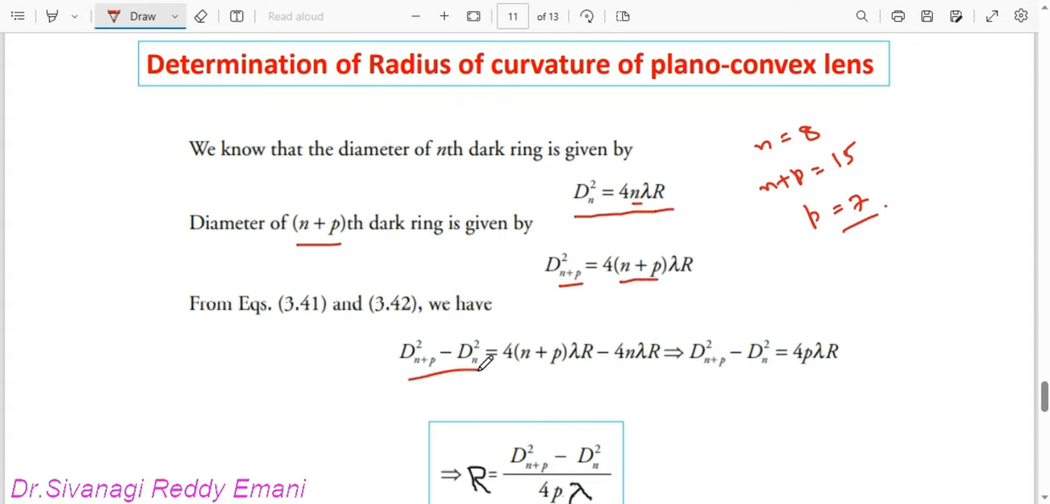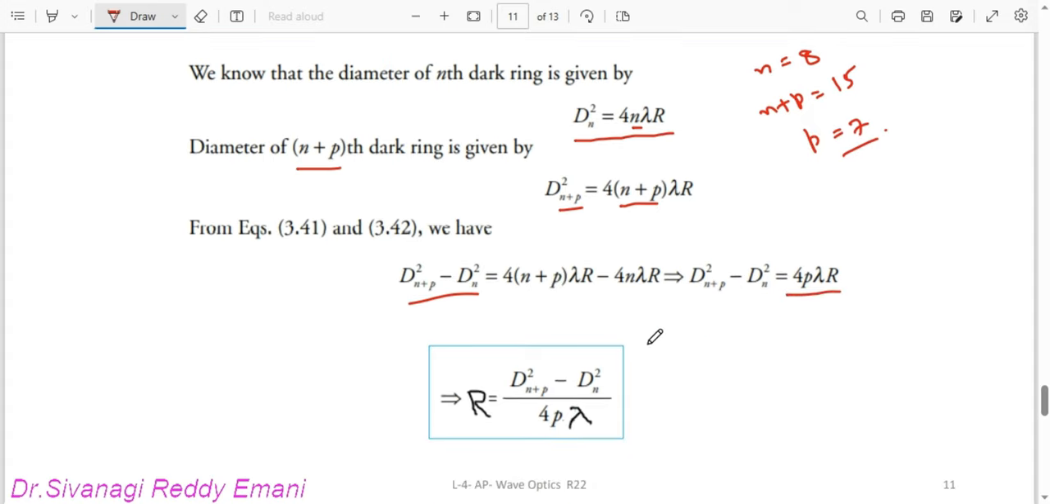Now take the difference of this, that will give 4pλR. Now from that, we write λR is equal to d square (n plus p) minus dn square by 4p. So this is the expression, and if we substitute the λ value, p is simply the number, the difference between the nth and (n plus p)th rings. So this is the diameter of the (n plus p)th and nth ring, the Newton's rings part.